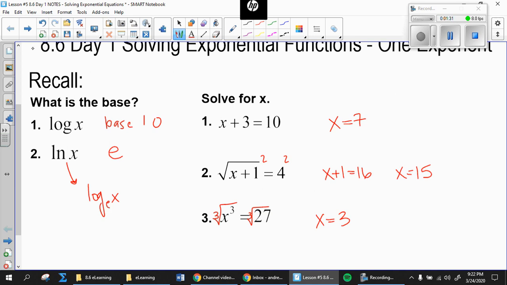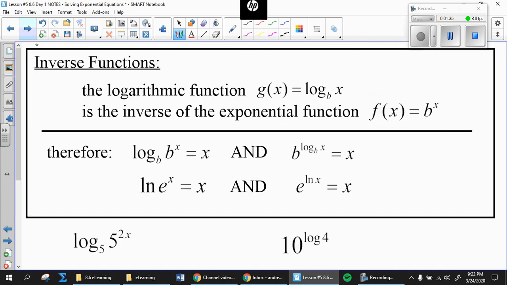Today, everything we're going to be doing is the same thing. We're going to be taking the inverse in order to solve the equation. Well, when we're talking about exponentials and logs, they are inverses of each other. So a logarithmic function, log of base b, is the inverse of the exponential function with that same base b. As long as they have the same base, a log and an exponential are inverses of each other, so they cancel each other out. So they let us solve them.